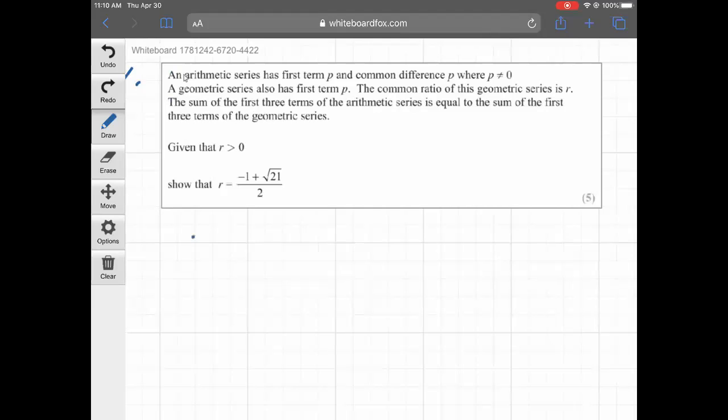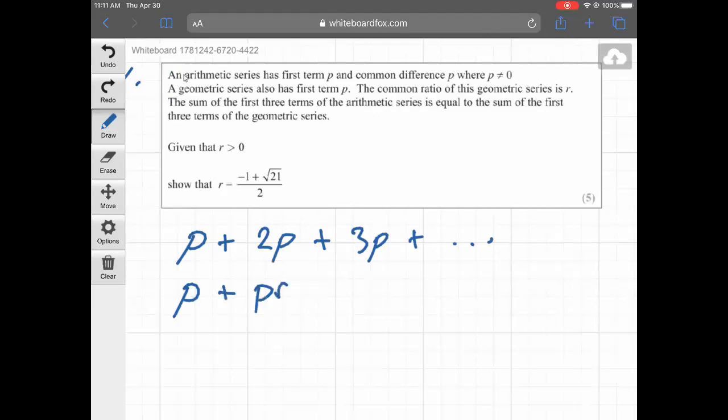Arithmetic series: P plus, the common difference is P, so this will be 2P, and the next term will be 3P, and so on. So that's the arithmetic series. And a geometric series will start with P, and then it will be P times R, and then P times R squared, and so on.